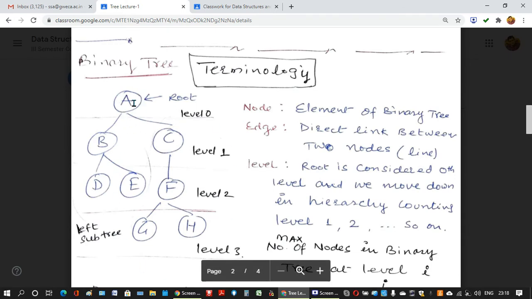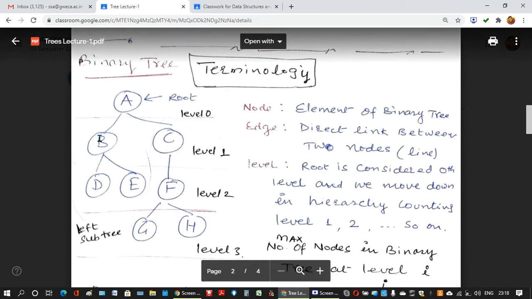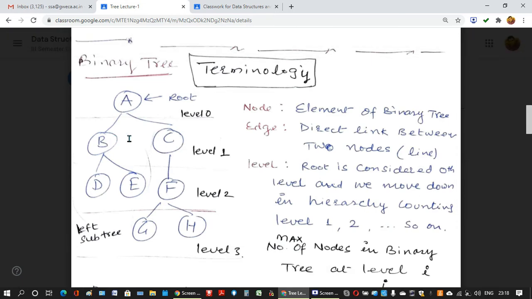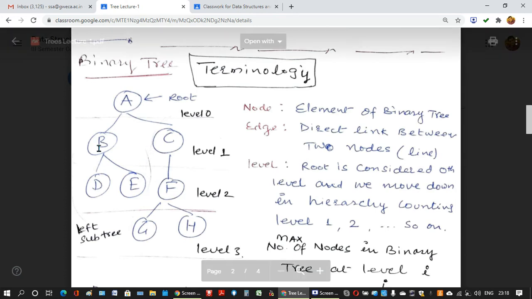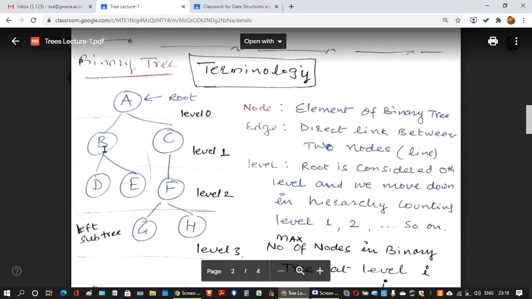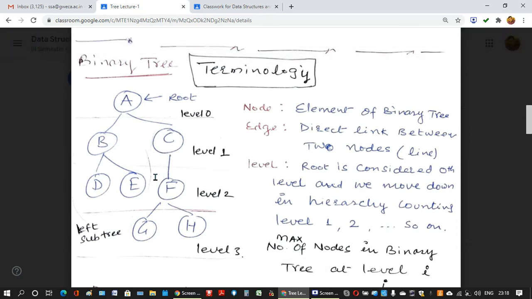This is a node A, which I have identified as the root. Then see the terms I am using, left child and right child. B is the left child and C is the right child of A. Then B has two children, left child D and right child E, and C also has a left child F. The right child is not there. F has a left and a right child.